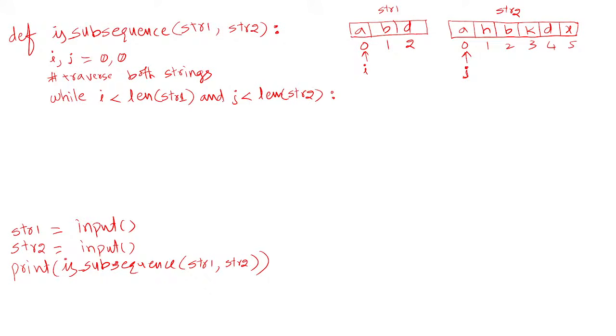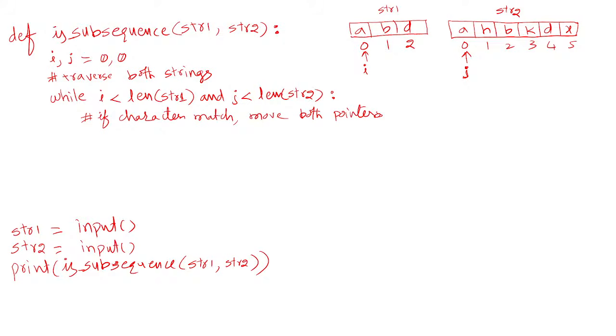So what we need to do: if characters are matching here, then you should move both pointers, otherwise you should move only the second pointer. It is just like the two pointer approach. I'm just writing it here. If characters match, move both pointers like this.